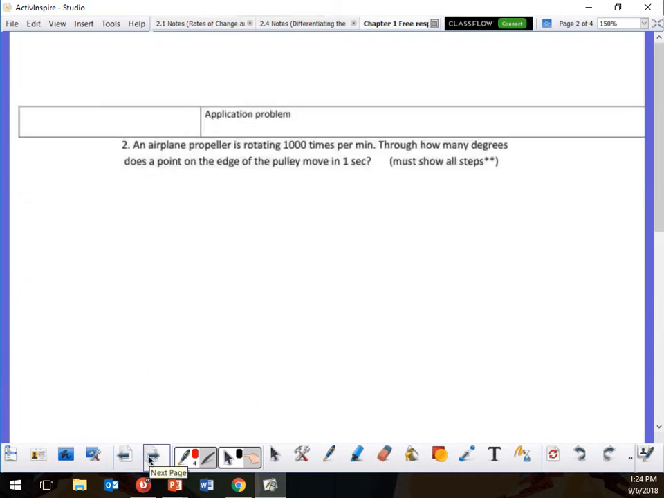Number 2. An airplane propeller is rotating 1,000 times per minute. Show me how many degrees it moves in 1 second. This is a section that you covered in 1.1. I didn't cover it specifically in this class, but I'm going to show you how to do this now. So, 1,000 times per minute.